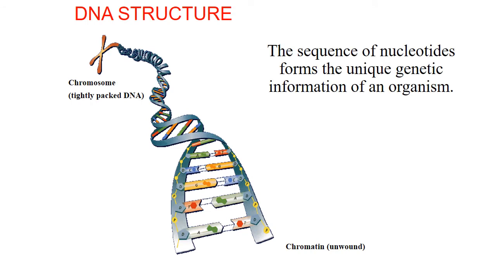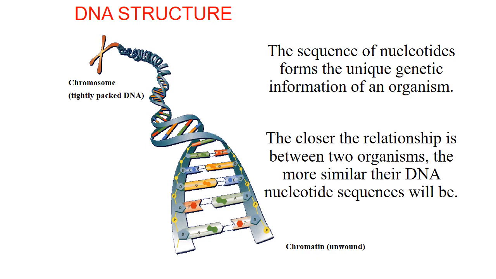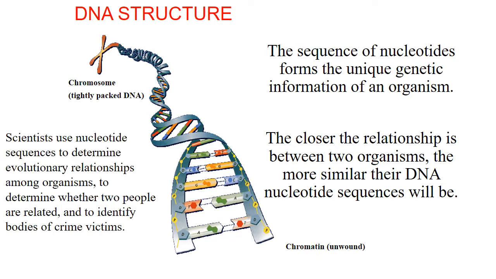The sequence of nucleotides, A's, T's, C's, and G's, is going to form a genetic code. This code is unique to every organism. The closer the relationship is between two organisms, the more similar their DNA nucleotide sequences will be. Scientists can use these nucleotide sequences to determine evolutionary relationships among organisms. They can also determine whether two people are related and identify bodies at crime scenes.